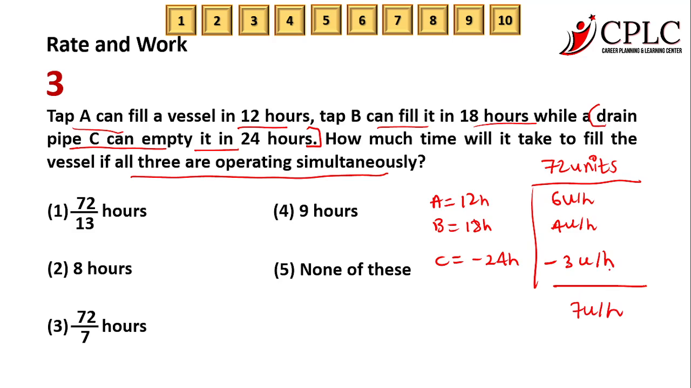I hope you understand that because A and B will fill 6 and 4 units, that is 10 units of plus that is coming in the vessel, whereas C is draining out 3 units every time. So the final net efficiency becomes 7 units. And again, we have to find out the time. Time is work done divided by efficiency. They're supposed to do 72 units and their combined efficiency is 7. So I think answer option 3 is the answer for question number 3, for example. This is the way we can solve that.